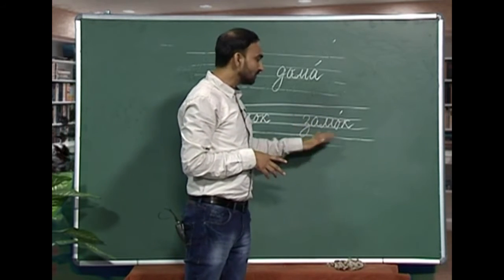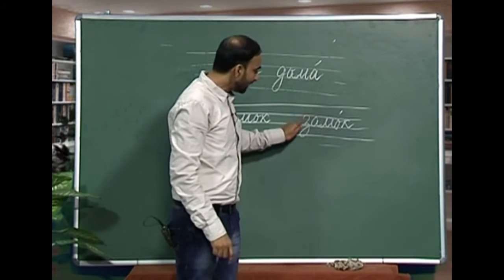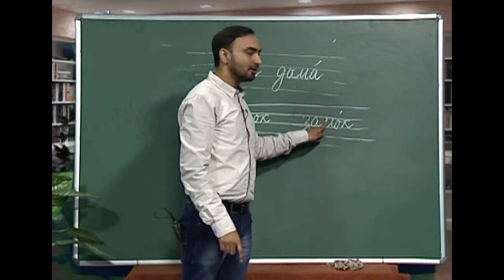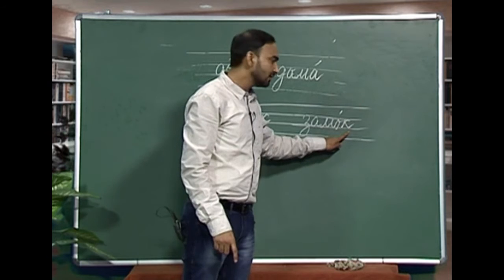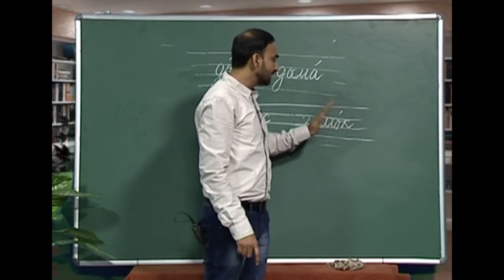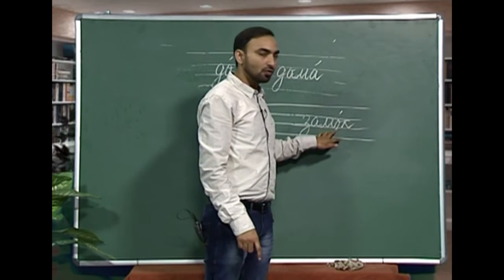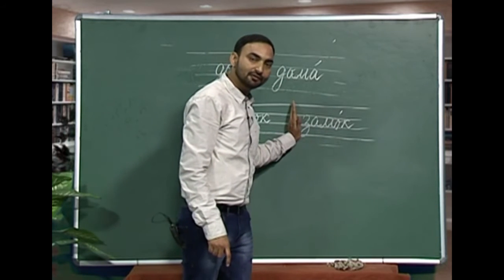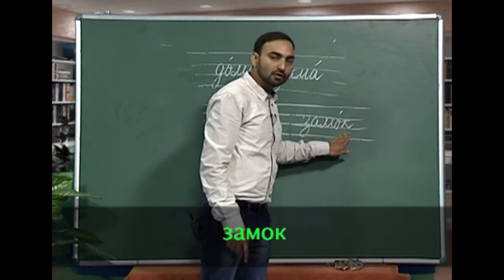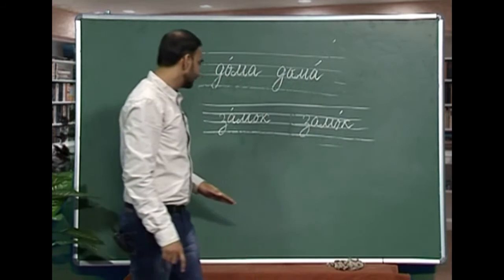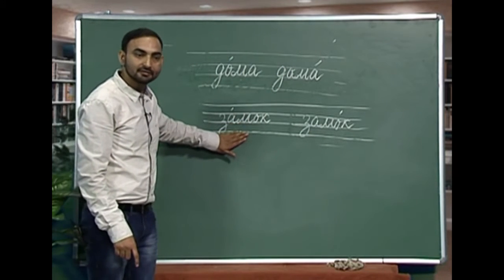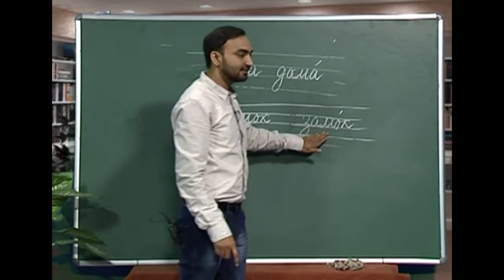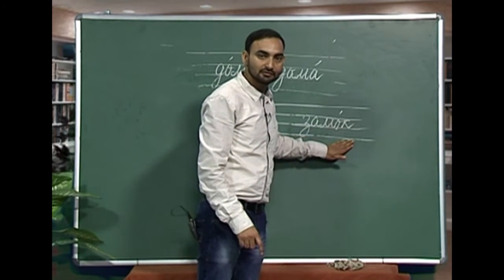Now, let us move on to the next word, which is again the same spelling, zamok, but here in this word stress has shifted to the vowel O. So, how will we pronounce this word? Zamok. This zamak means a castle, but here zamok means a lock.